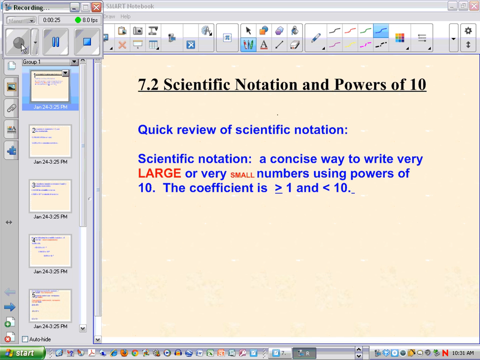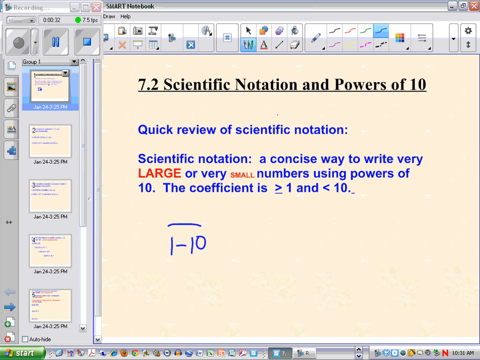Okay, so remember with scientific notation, the first number has to be between 1 and 10, not including 10, so really 1 to 9, times 10 to the something. For instance, 3 times 10 to the 4th, or 2.6 times 10 to the negative 3rd. All right.